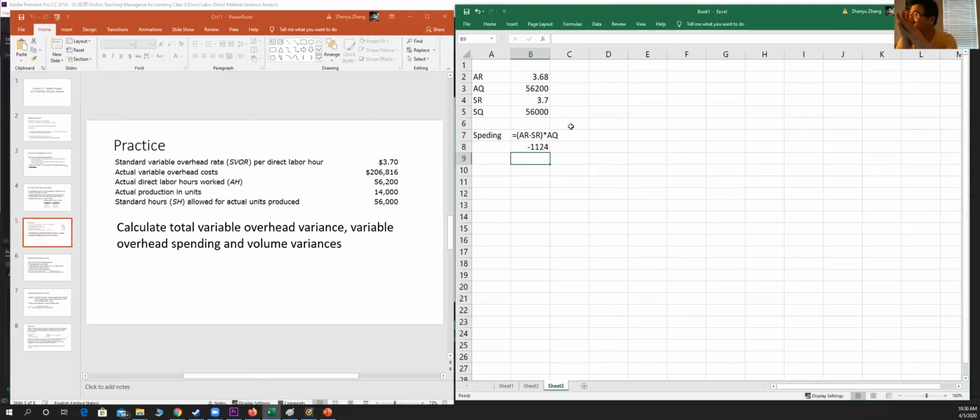But keep in mind, it's not negative 1,124. It is 1,124 spending variance that is favorable. Why do we call it favorable? Because, again, it's negative, meaning that at least looking at the spending variance, it's saving the company money. So it's favorable. The variance is still 1,124.